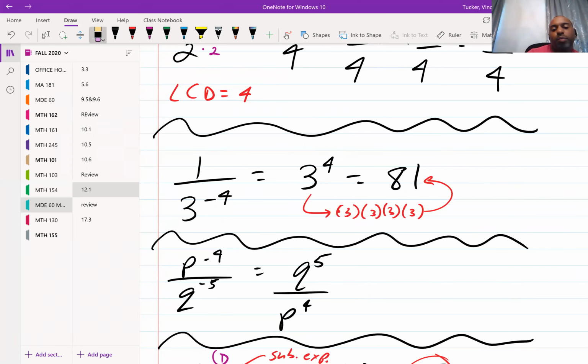All right, so the next one, p to the negative 4th over q to the negative 5th. So we recognize that both of them have negative exponents. So the q to the 5th, I will bring up top. And then p to the 4th, I'll take down bottom to turn them positive. And that's all you would do with that.